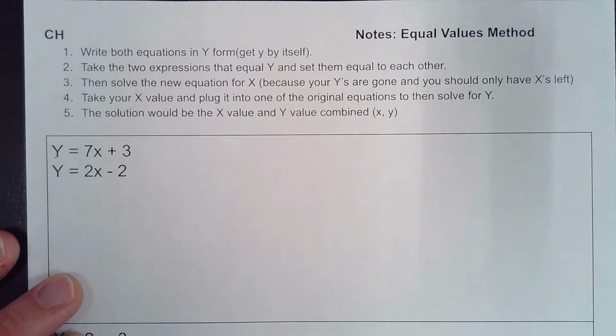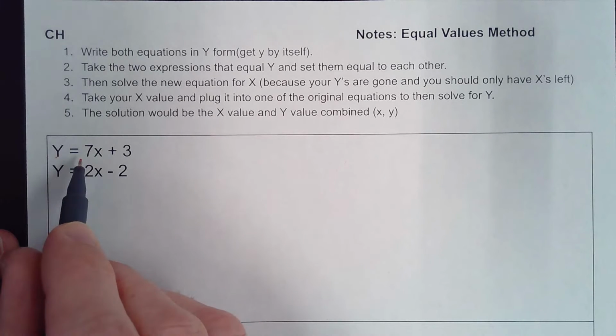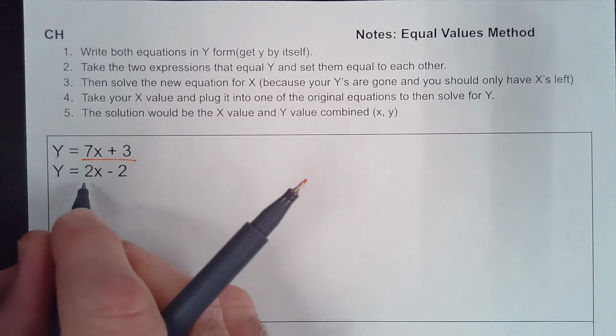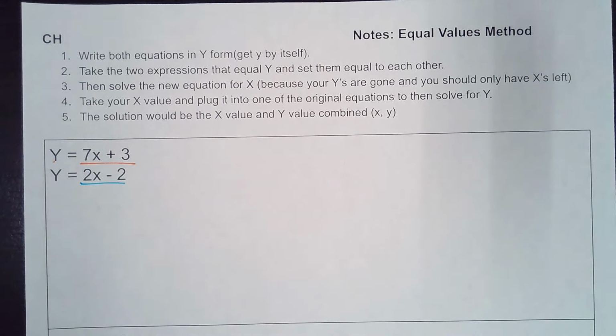We also call this slope-intercept form, but it's a little easier to call it y equals form, or makes more sense. Take the two expressions that equal y and set them equal to each other. So here's our two expressions that equal y. Y equals this expression, y equals this expression. Then solve the new equation for x.